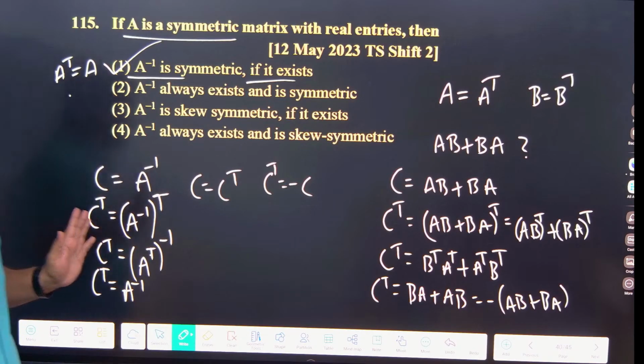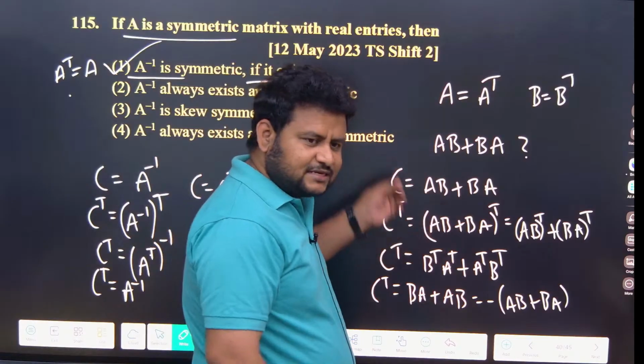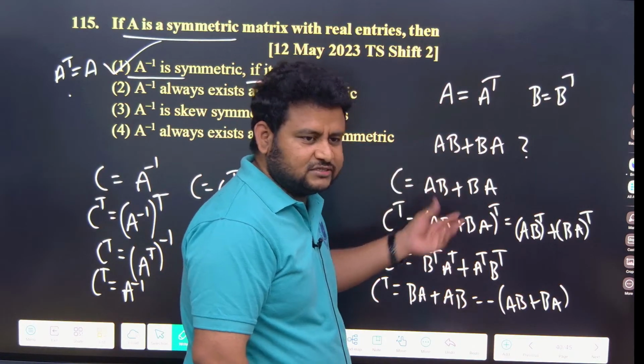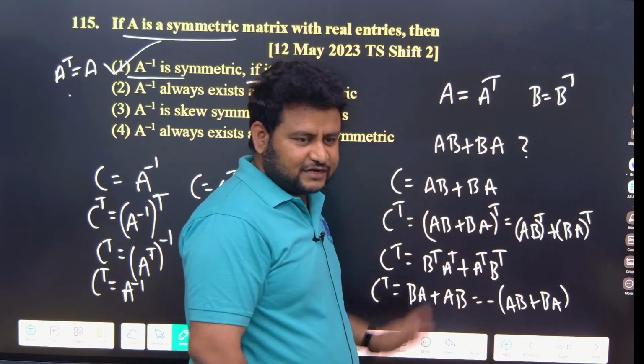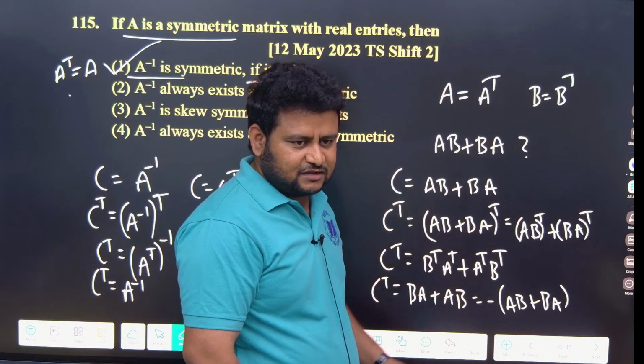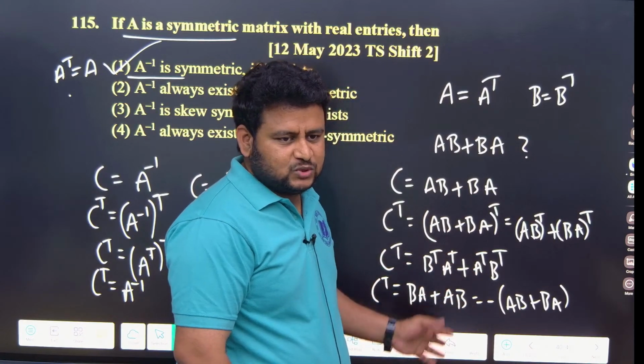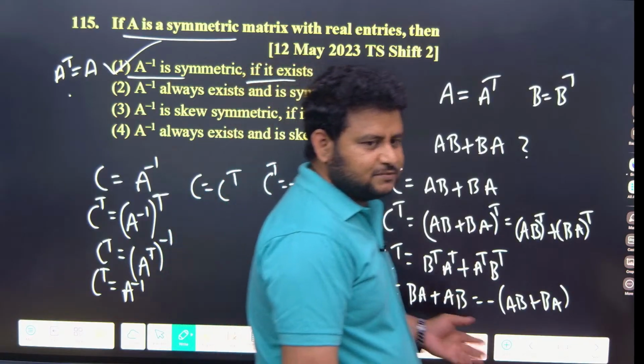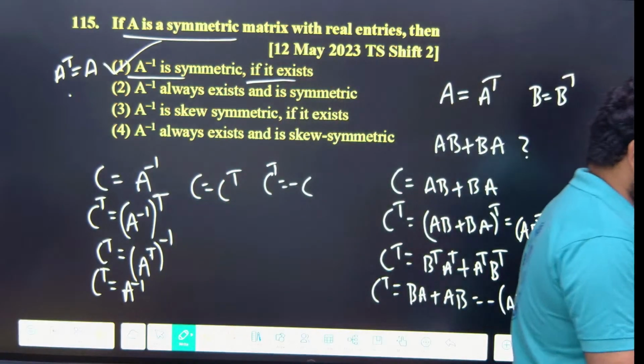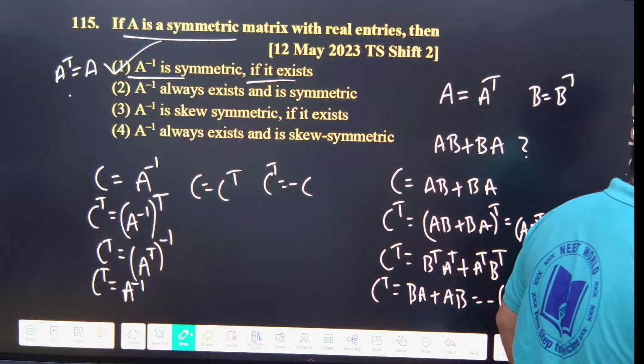Understood? Got it? So if they ask you like this, take some other matrix. Let C be like this. Take the transpose and find out. If you are getting the same value, it is symmetric. If you are getting it with a negative sign, it is skew symmetric, not symmetric. Got it? Option 1, that is correct. Sanvi, that is correct.